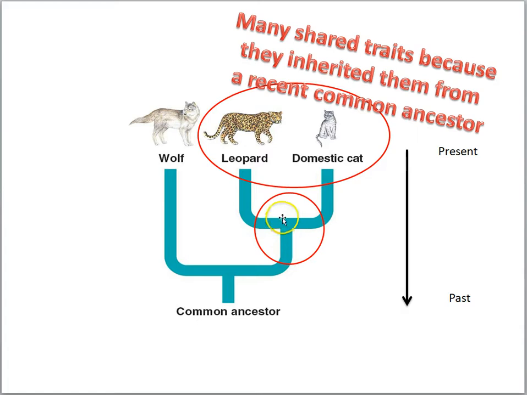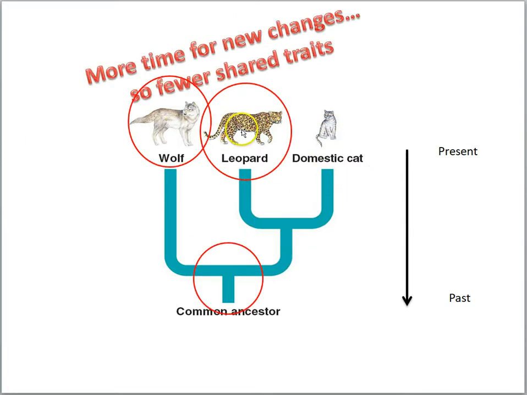Notice then, this common ancestor is sometime in the past, but not as far back as the common ancestor of all three species. And so the recency of the common ancestor means there hasn't been much time for any differences to emerge in these two separated species. By contrast, the wolf and the leopard had a more distant common ancestor, which means there's more time for new changes to emerge in the two species, and so fewer shared traits.